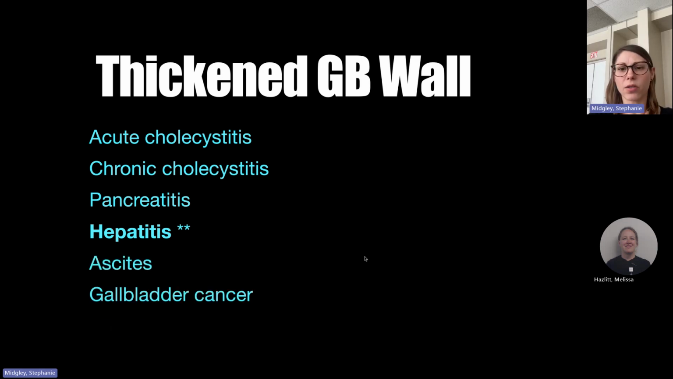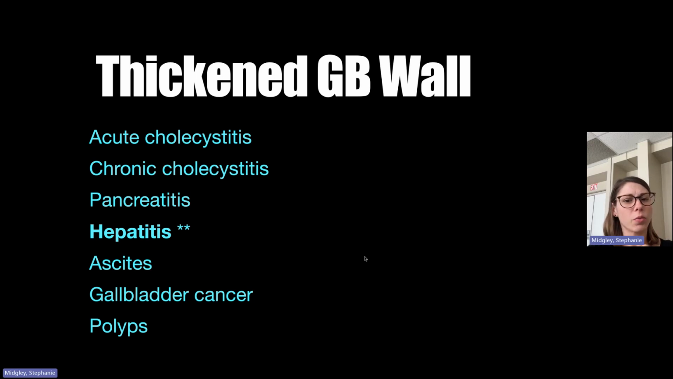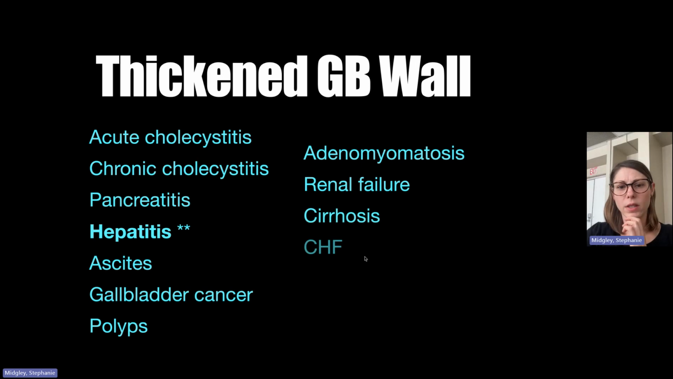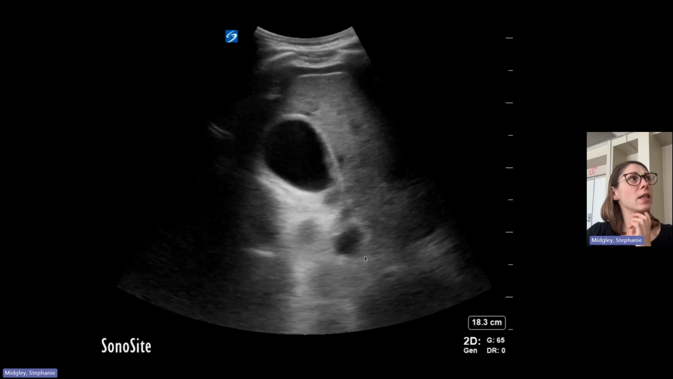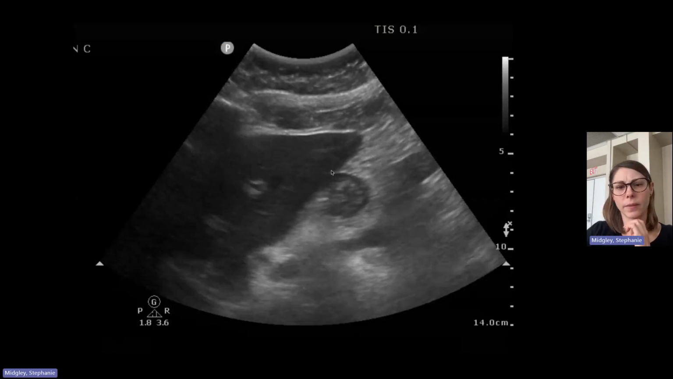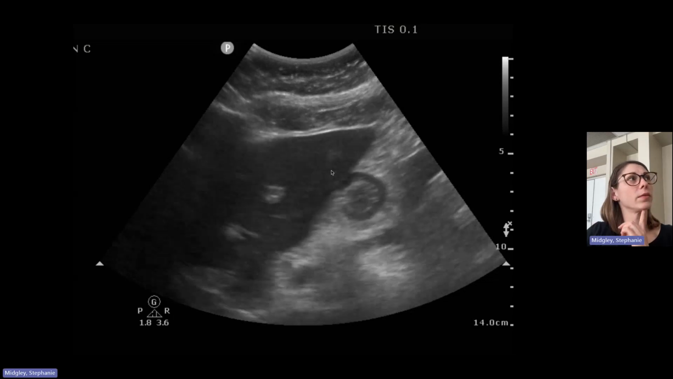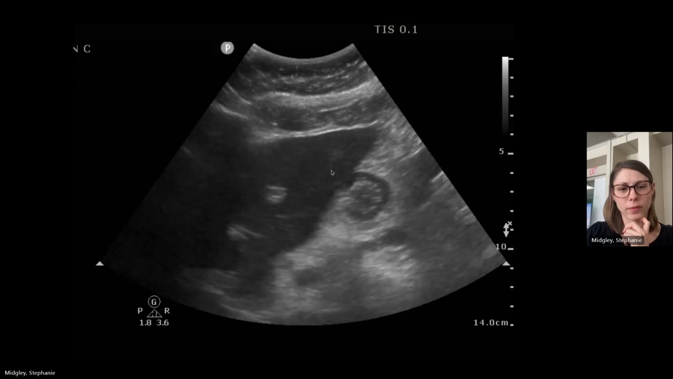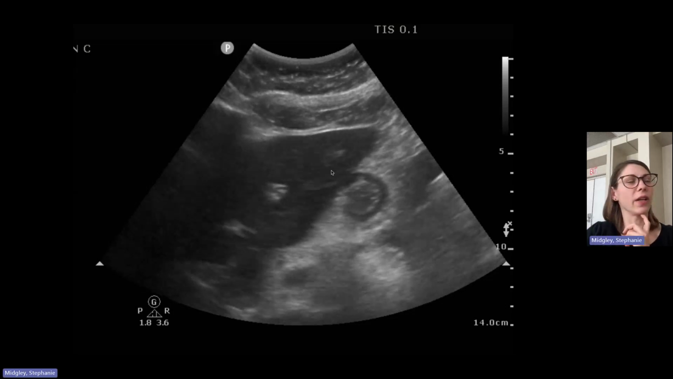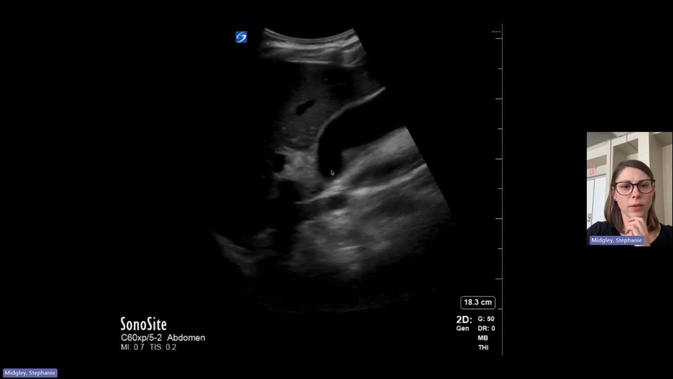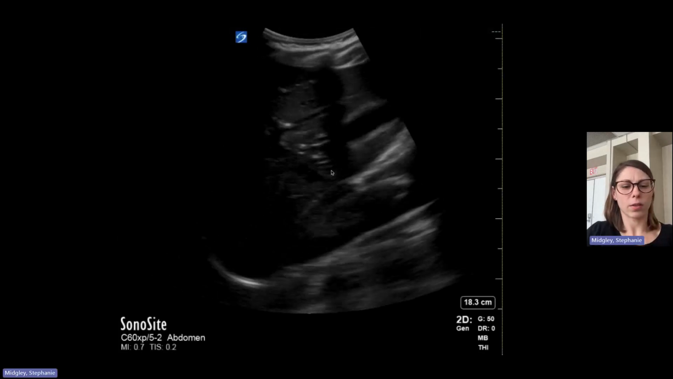Other things, gallbladder cancer, adenomyomatosis, which we will talk about. Some renal failure can do it, cirrhosis, CHF, AIDS is another one, and then postprandial state. And so this is just an example of ascites causing a bit of a thickened wall and some pericholecystic fluid. What about this one? Exactly. So that's a common fake out, the duodenum or empty gastric antrum. Okay. So what about this one?